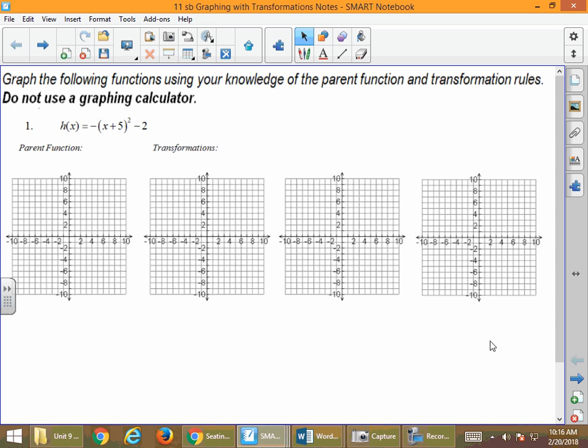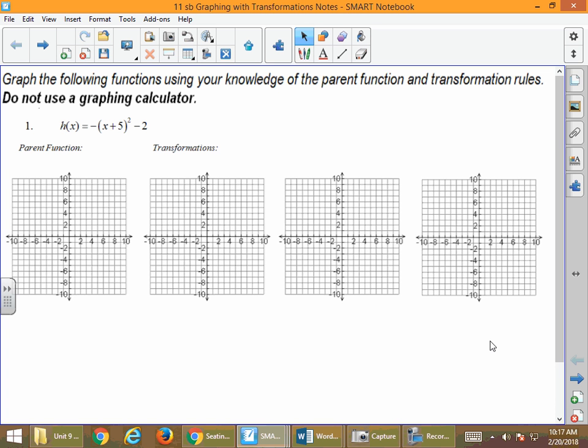So let's graph with the transformation rules. We identified the transformation rules last week, and now we're going to put it together with the graph. Our goal is to not use a graphing calculator, although I think if you have one, you should check your work with a graphing calculator.